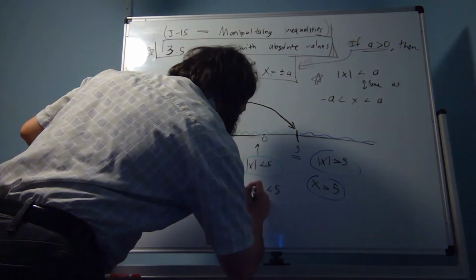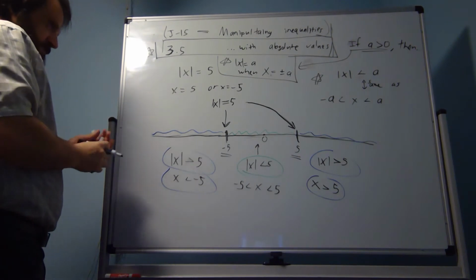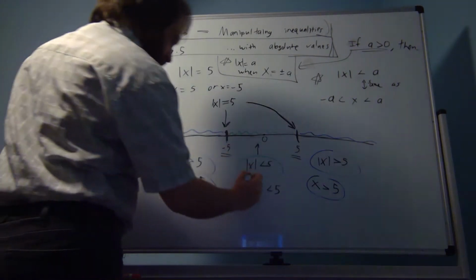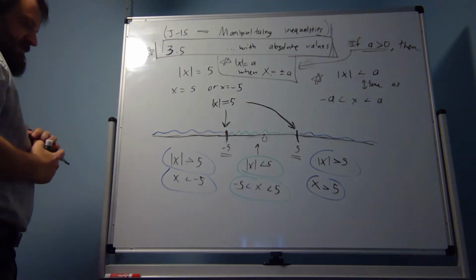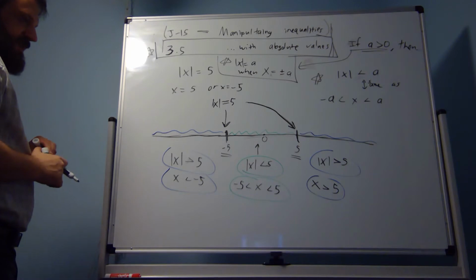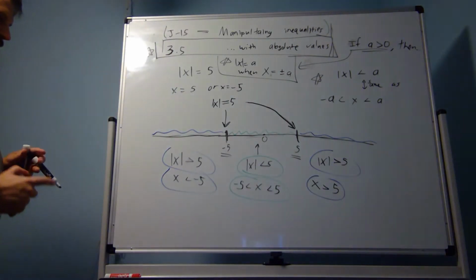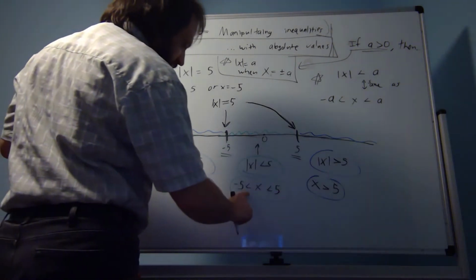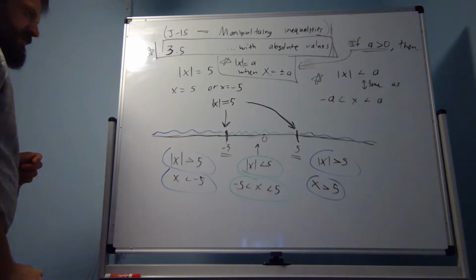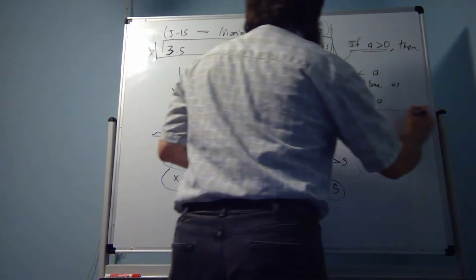So in this picture that we drew before, in green, the absolute value is less than 5. That means x is between positive 5 and negative 5, which we write as a single inequality: negative 5 is less than x, which is also less than 5. X is in between those two. And we write that as a single line.